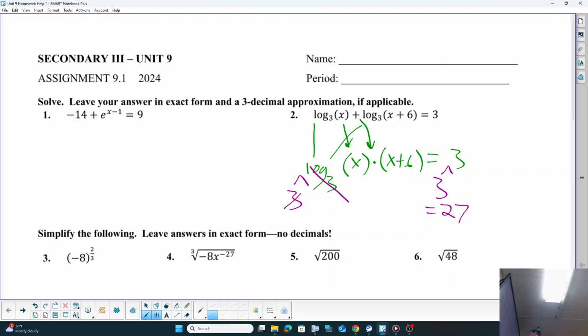This side cancels. Then you distribute it through. Then you get x squared plus 6x. Then you minus 27 to the other side because you got an x squared term. So you got to get everything to the other side and factor it.